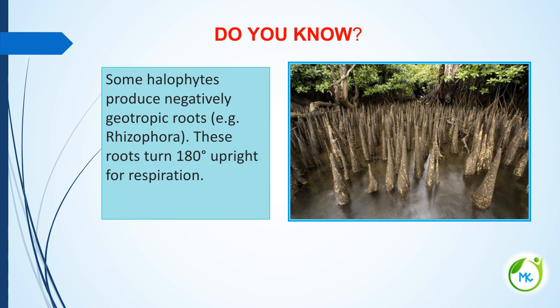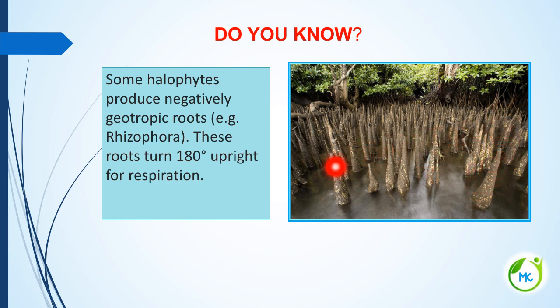So do you know some halophytes, that is the plants that are growing in a saline environment, that is salty environment, are called halophytes. So these plants develop negatively geotropic roots. So we all know roots are going to grow towards the gravity, but in the case of halophytes, they develop negatively geotropic roots. That is, the roots of these plants turn 180 degrees upright for respiration.